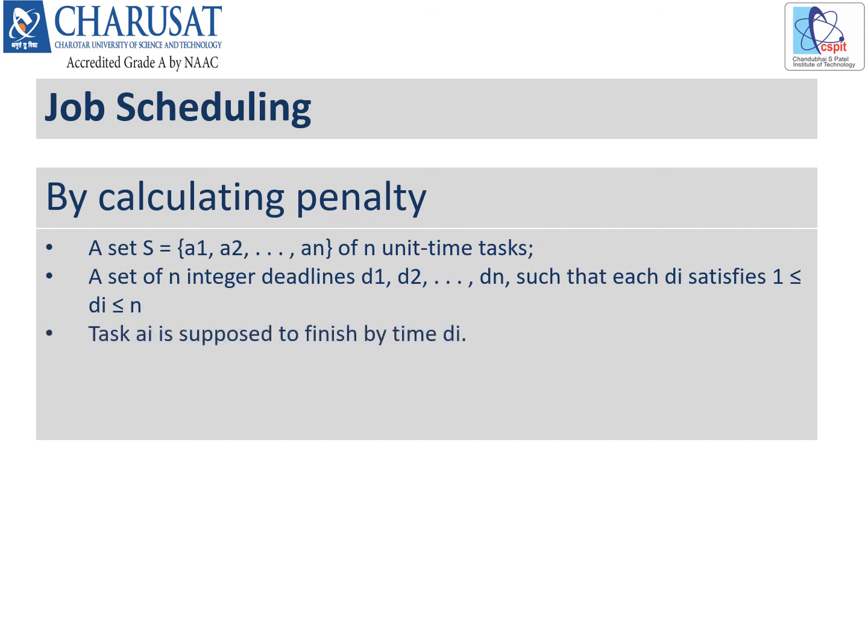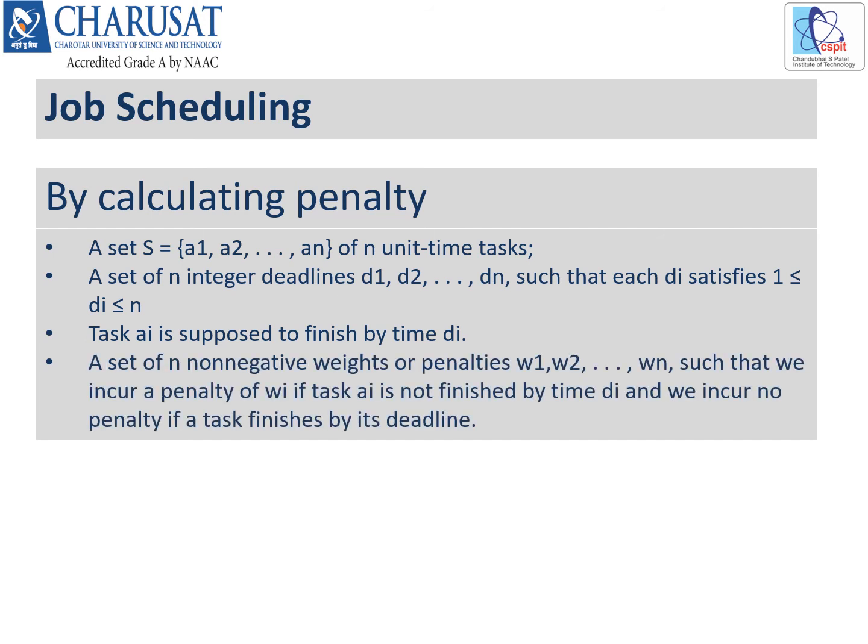Now, task Ai is supposed to be finished by time di, meaning it should be completed before its deadline. Now, with every job, there are non-negative weights or penalties w1, w2, wn such that we incur a penalty if the task Ai is not finished by the time di, and we incur no penalty if a task finishes by its deadline. Okay, so if we are executing any job after its deadline, then we have to pay the penalties, right? So here for the jobs, deadlines are given as well as penalties.